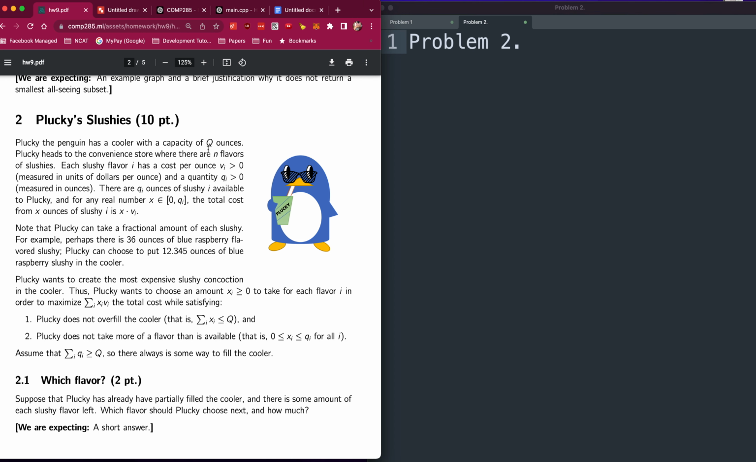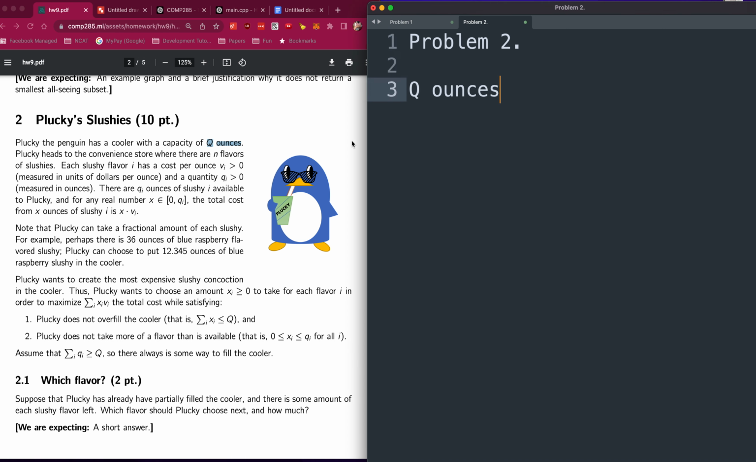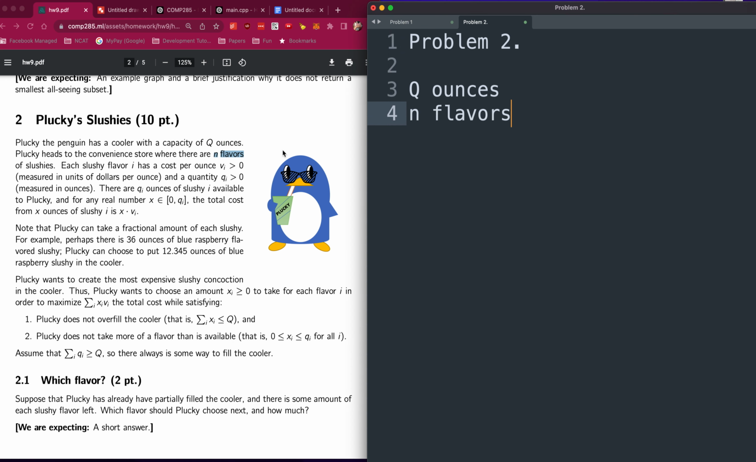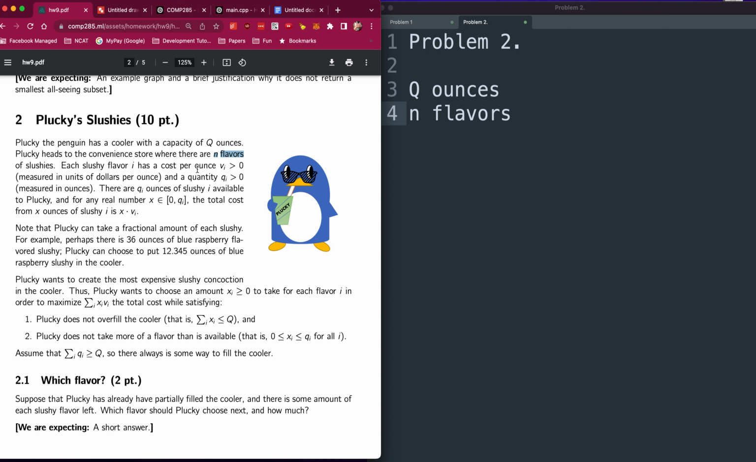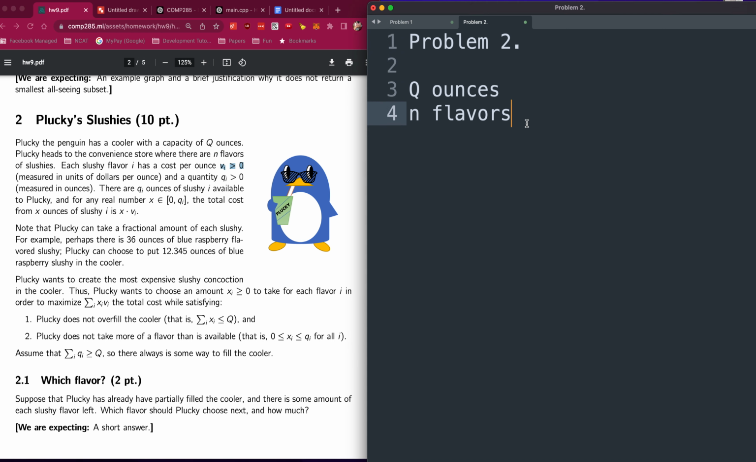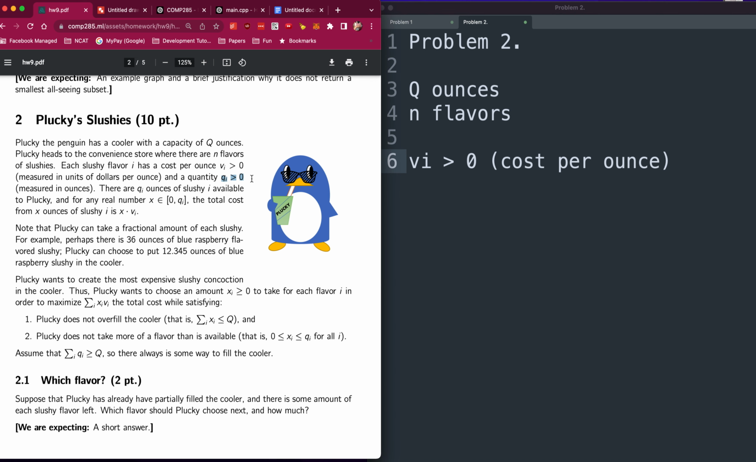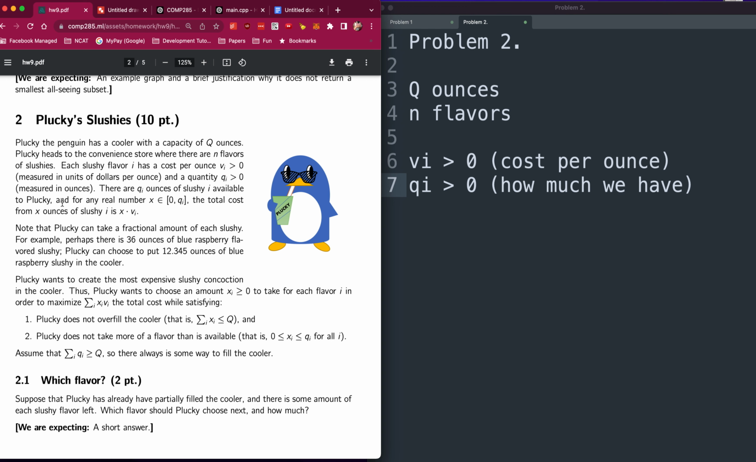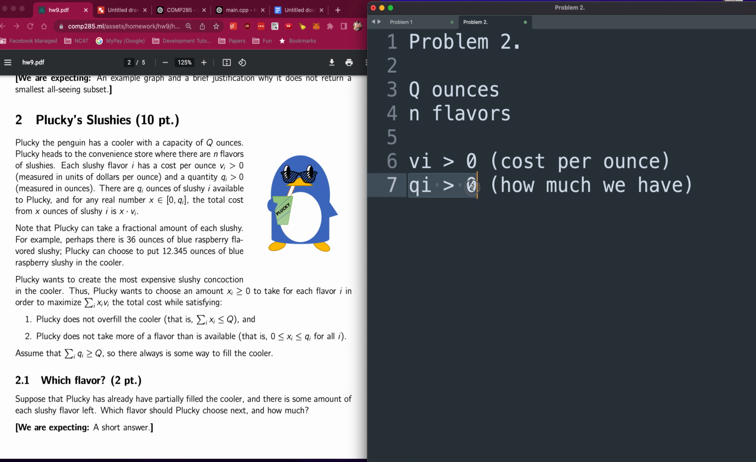Plucky the Penguin has a cooler with capacity Q ounces. So we have a cooler with Q ounces. He goes over to the convenience store where there are N flavors of slushies. So we have N flavors of slushies. Each slushy flavor has a cost per ounce. So we have a VI, which is our cost per ounce of the ith slushie, and a quantity QI, which is how much we have of that slushie. For any real number, so for any number 0 to QI, you can actually take any amount you want as long as it's not bigger than QI because you don't have more than QI.